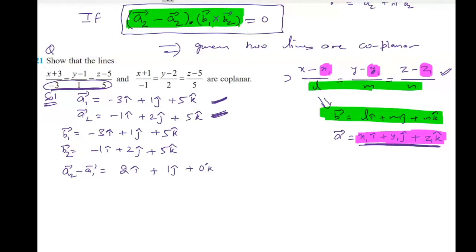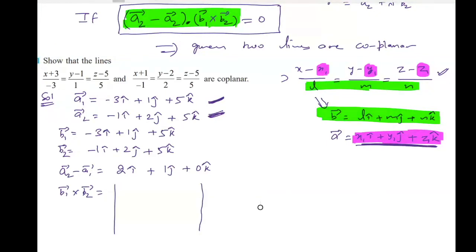Now find B1 cross B2. Everyone has to find it. See, how do we find it? First of all, in the first row we write i cap, j cap, k cap. Then we write the DRs of B1. What are the DRs of B1? Minus 3, 1, 5. Then we write the DRs of B2. What is that? Minus 1, 2, 5.